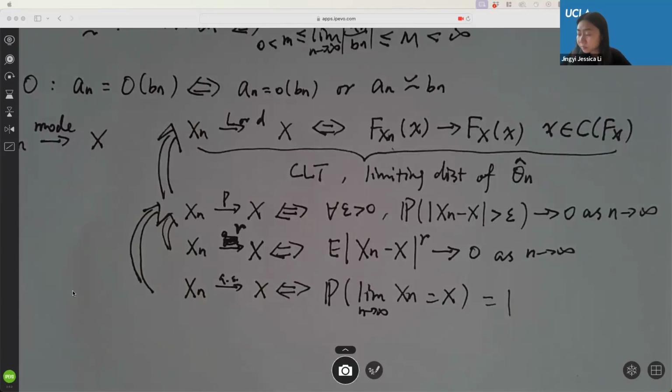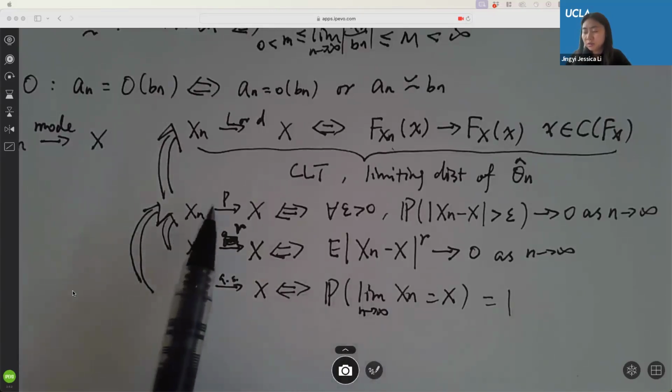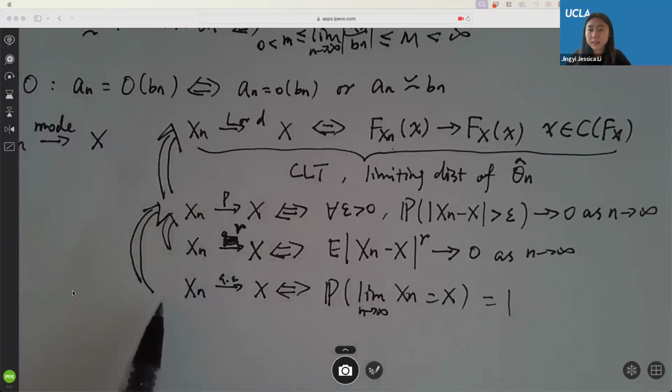Another thing I would like to say is about almost sure convergence. So this one is not so widely used in statistics. The reason is because it's too strong. You actually require every sequence to converge. You don't accept any violations. But on the other hand, it could be a useful mathematical result if we just want to get to convergence in probability. So basically, we can use almost sure convergence as some kind of intermediate step.